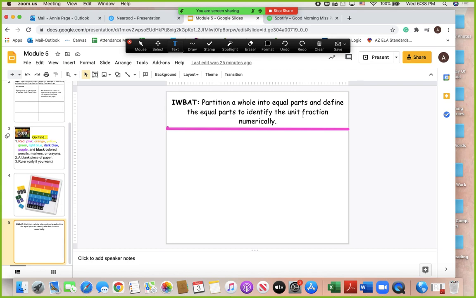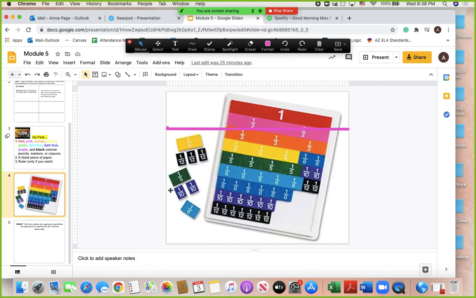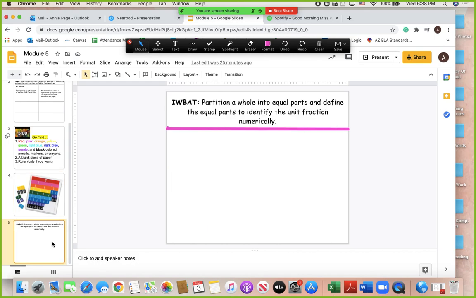And identify the unit fraction numerically. So we're going to be able to say, hey, that is 1 over 2, or 1 half. We can write it like a half, and then we're going to spell it out like a half. All right, that is our goal for the day. And you see we don't have a quadrant today.